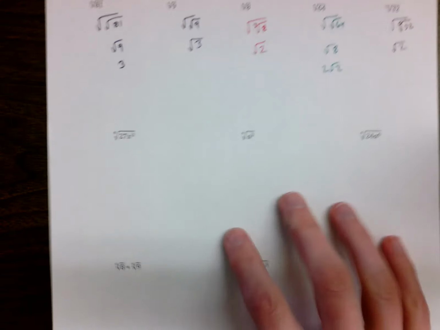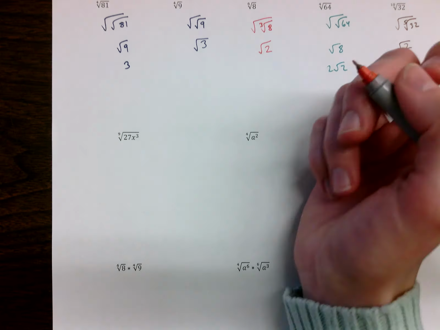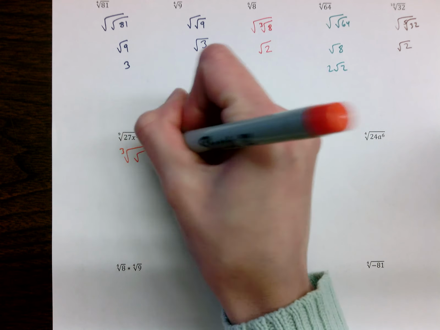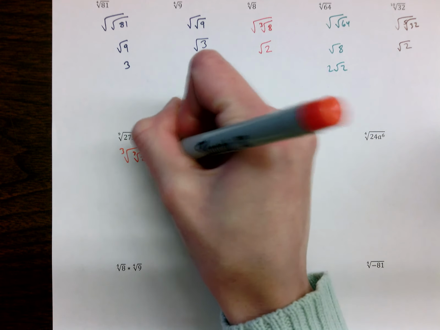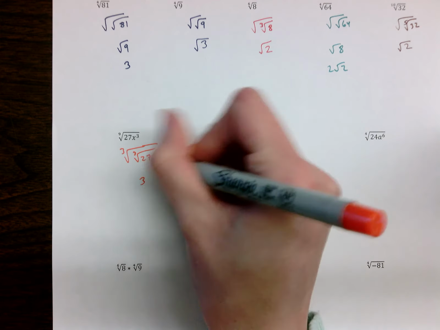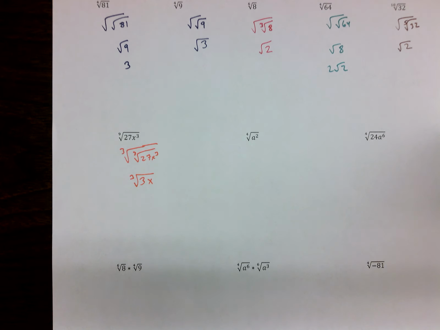Okay, this guy down here, same thing, but we're going to have some variables this time. So 9 is 3 times 3. So I can break this into the cube root of the cube root of 27x cubed. Well, the cube root of 27 is 3. Cube root of x cubed is x. So I've got the cube root of 3x. Doesn't simplify any more from there, so we're good to go.